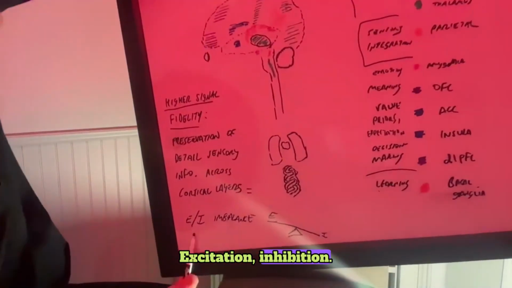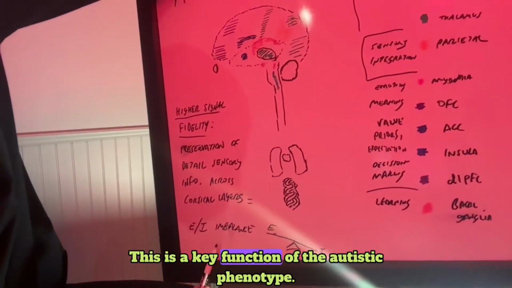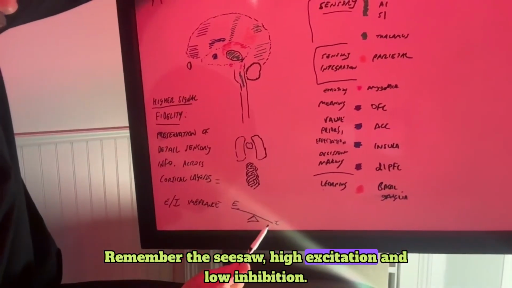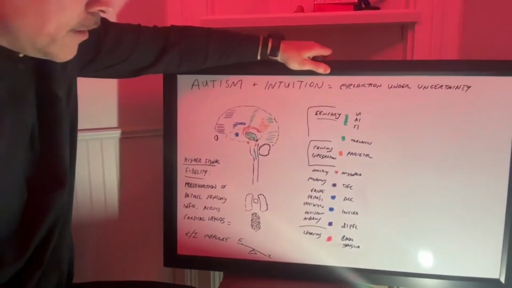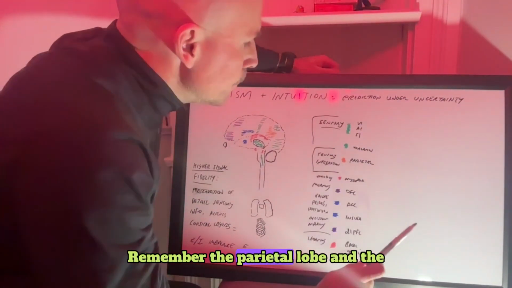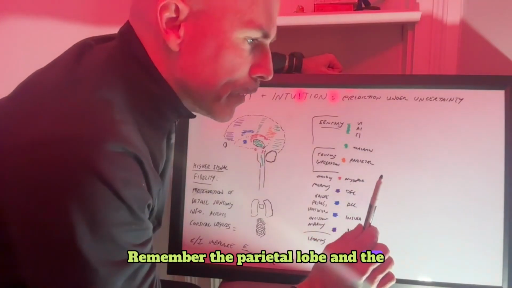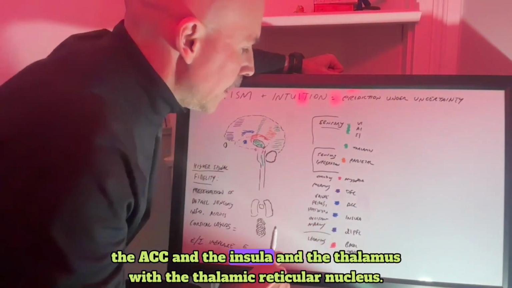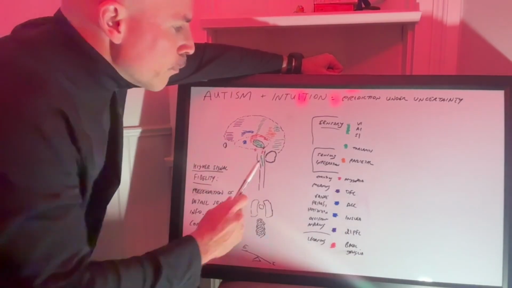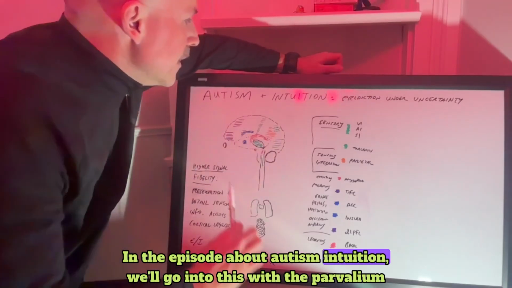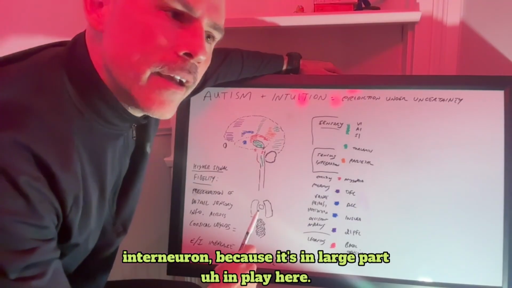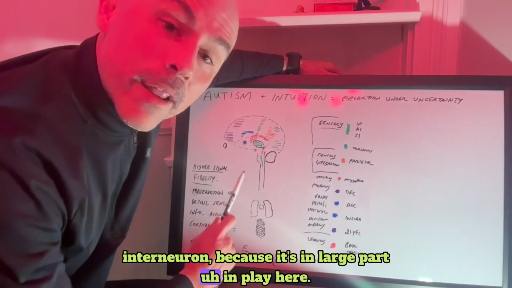Excitation, inhibition. This is a key function of the autistic phenotype. Remember the seesaw, high excitation and low inhibition. Remember those areas that we've talked about here. Remember the parietal lobe and the ACC and the insula and the thalamus with the thalamic reticular nucleus. In the episode about autism and intuition, we'll go into this with the parvalbumin interneuron because it's in large part in play here.